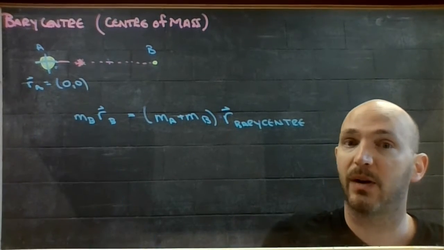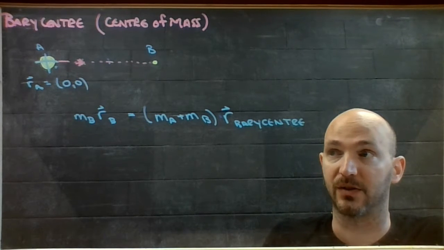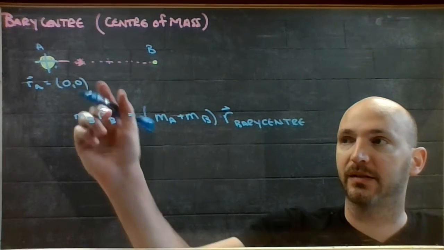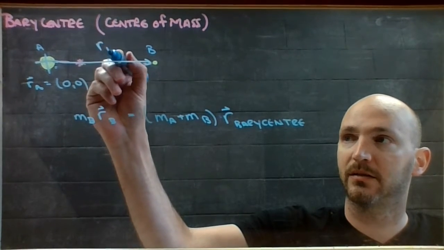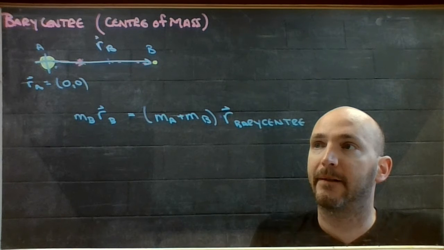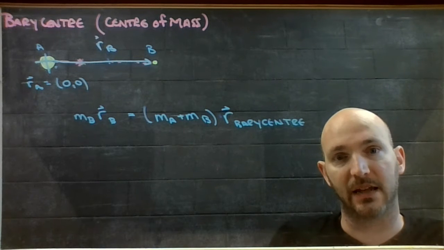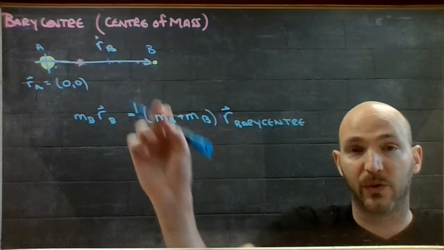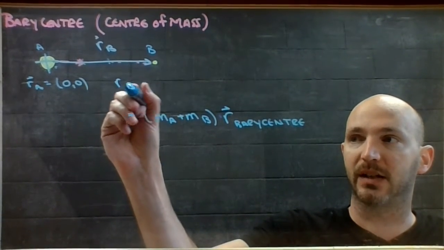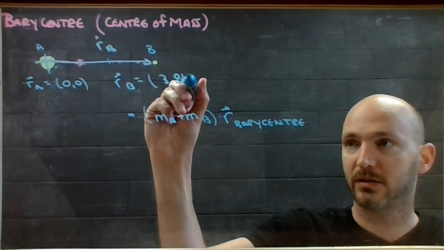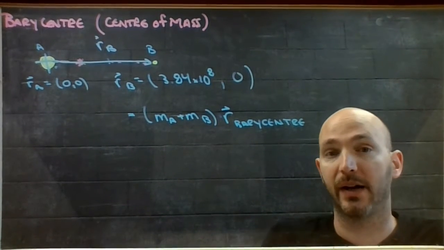So you can see why this is a little easier to do if you choose the origin on one of the objects in question. The vector to B becomes this vector here. And if I do that, what that ends up being is simply the separation between A and B. So if I know that the Earth and Moon are 3.84 times 10 to the 8 meters apart, then this vector here becomes 3.84 times 10 to the 8 meters in the horizontal direction and 0 in the y direction.